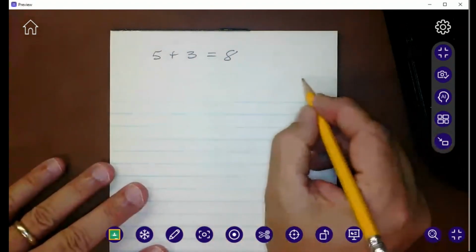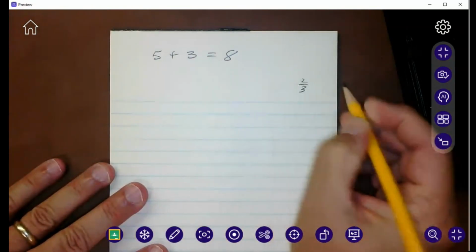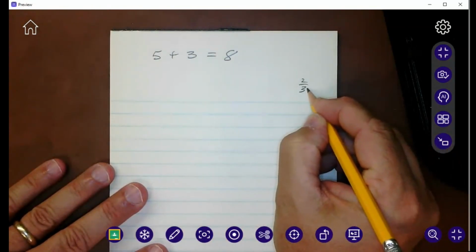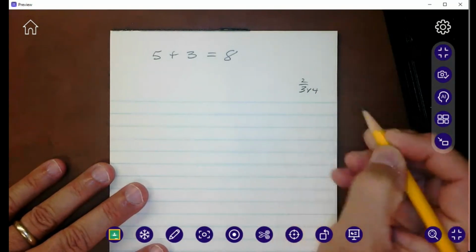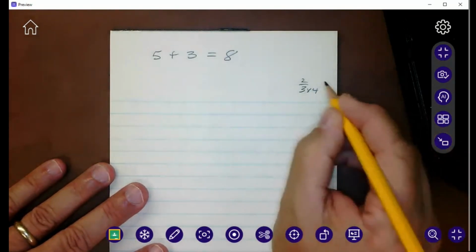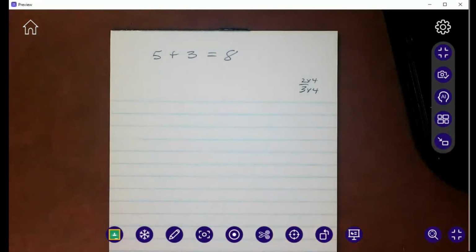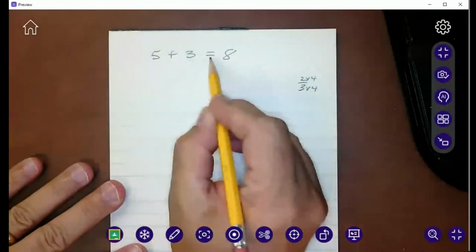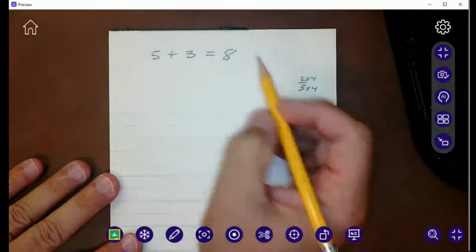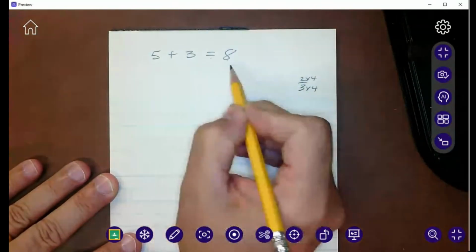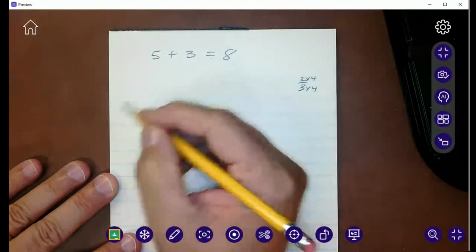Just like when we had fractions, when I had 2/3 and I decided I was going to multiply the bottom by, say, 4, whatever I do on the bottom of a fraction, I must do the same thing on the top of the fraction. Whatever you do on the bottom, you have to do on the top. Whatever you do on the top, you have to do on the bottom. The same principle applies with equations. When you have something equal to something else, whatever you do on this side, you have to do the exact same thing on this side.